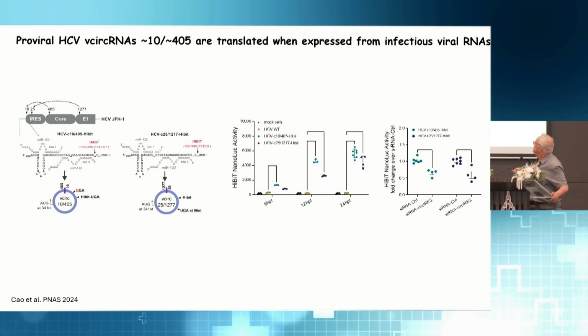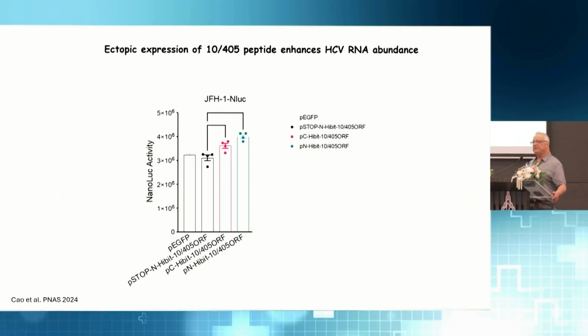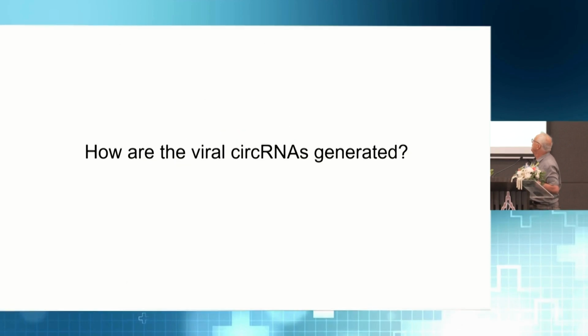And when we add a high-bit tag here, what we do find indeed, as you can see here, is that over infection the high-bit tag is being translated and we make a proviral peptide. Then the question is, is it the circle that helps the viral RNA, or is it simply the protein that's being made? So you can ectopically express the protein on its own. And when you do this and you look at the viral RNA, this is a nanoluciferase viral RNA, what you can see is if you express the protein, indeed you make more viral RNA. So it is a pro-viral RNA.